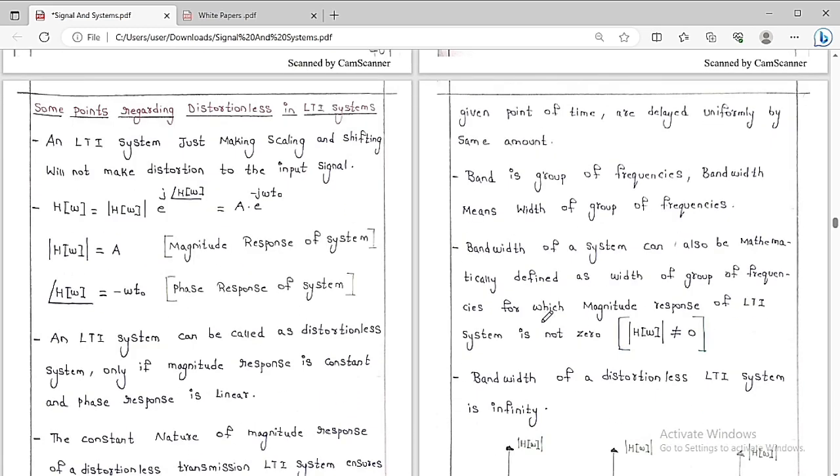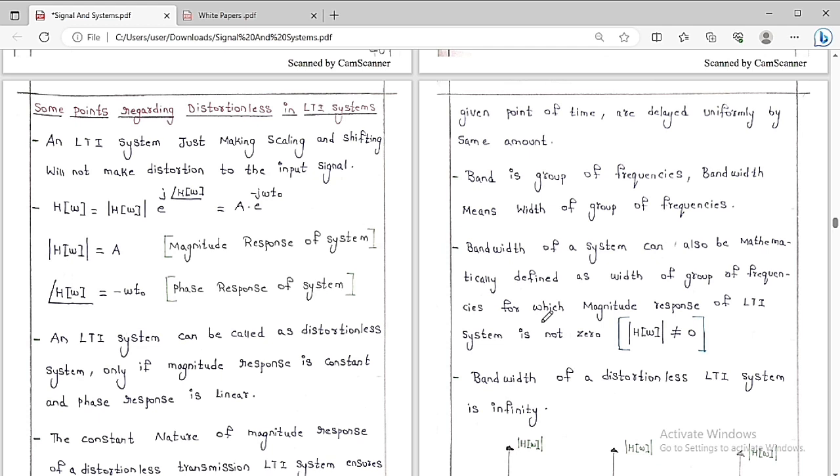So we can say the linear nature of the phase response of a distortionless transmission system confirms that all the input frequencies occurring at a given point of time are delayed uniformly by the same amount. So basically, what's the meaning of linear nature? If the phase angle is linear, simply we can say all the frequencies present in the input are going to be present in the output, but all these frequencies are delayed by a certain amount of time.